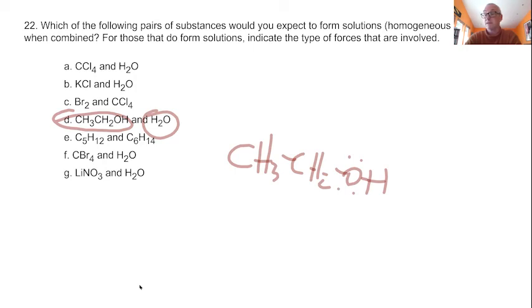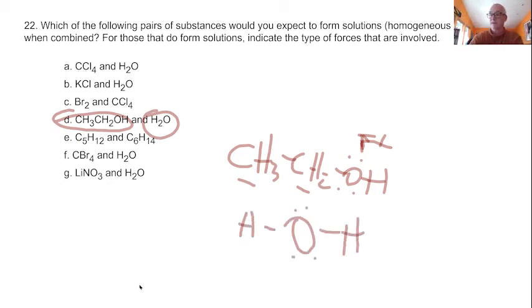Yes. It is, right? Because this isn't polar, this isn't polar, but this sure is. So we've got a dipole here, a fairly big dipole here. And what other interaction can methanol do? Hydrogen bonding? Because it has an oxygen with a hydrogen attached. Doesn't really matter what the rest of the molecule is. We'll just say it's X. But if it has an oxygen with a hydrogen attached, it can hydrogen bond. So this can hydrogen bond.